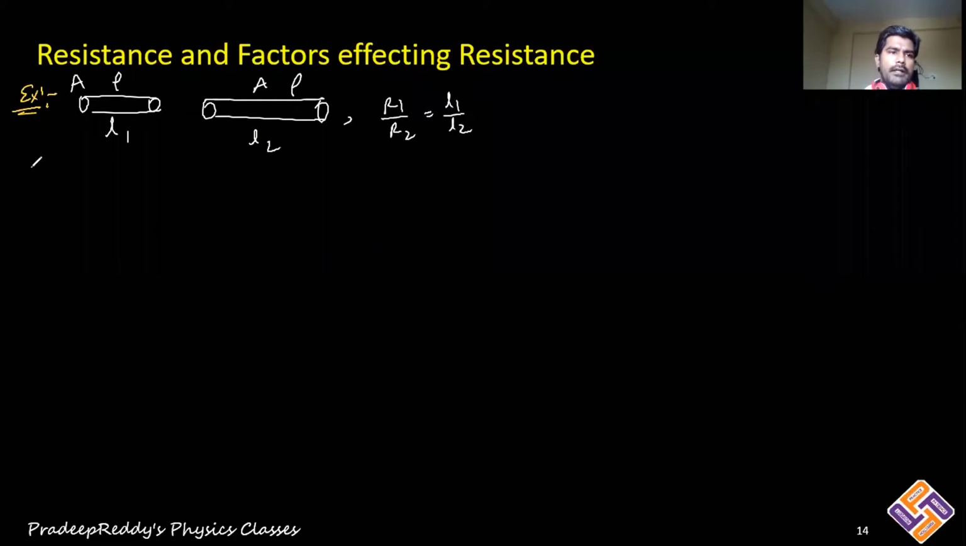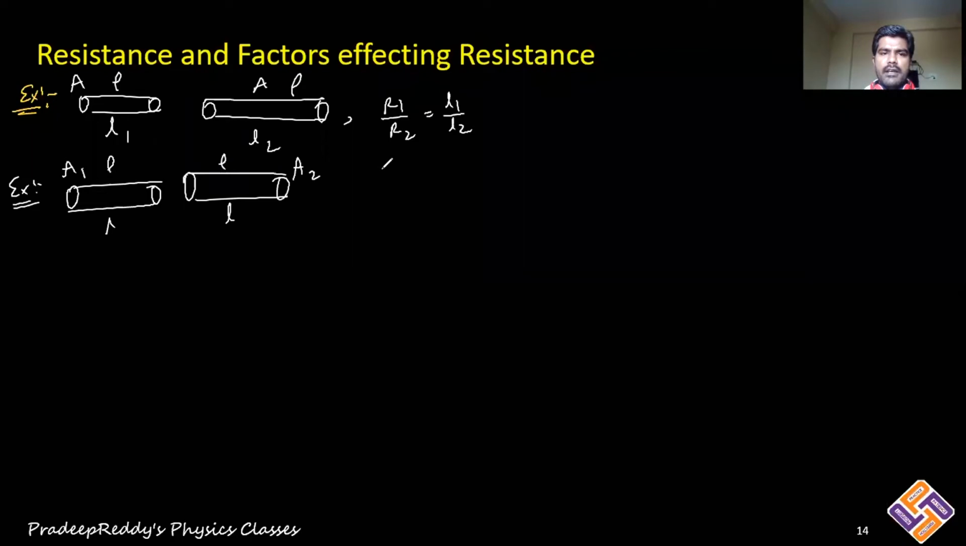Okay. Next example. Suppose you are taking a conductor of area of cross section A1 and length L. You are taking another conductor, the length of the conductor is the same but the area of cross section is A2. Rho here and rho here is the same. In such a case, R1 by R2 is equal to A2 by A1.